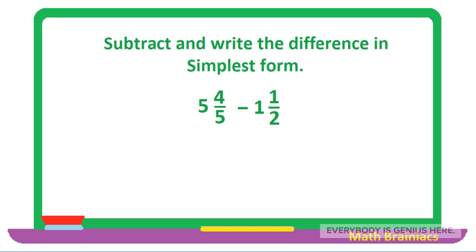Let us work on another example so that you can understand it well. Subtract and write the difference in simplest form. 5 and 4 over 5 minus 1 and 1 over 2. You can see that the denominators are different, right?